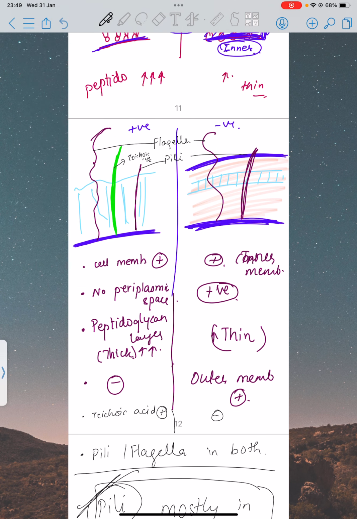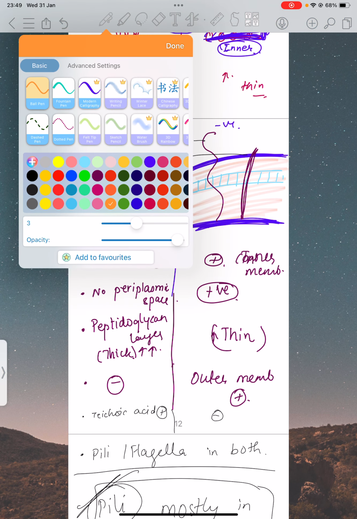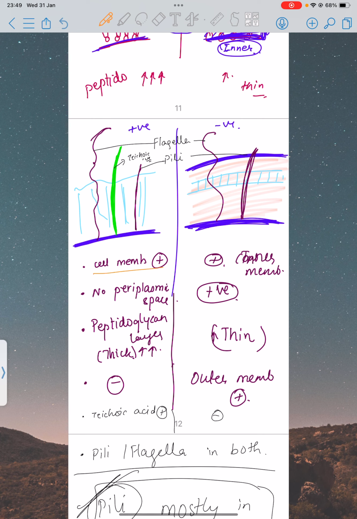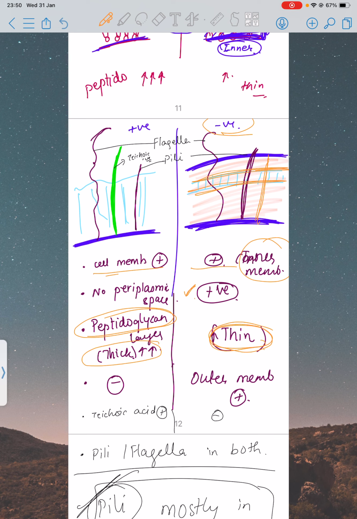Let me just tell it again. So cell membrane is present in both the cases. In gram negative, we call it inner membrane. No periplasmic space in gram positive, but there is periplasmic space in case of gram negative, and inside the periplasmic space is the peptidoglycan layer, which is very thin in case of gram negative and is very thick in case of gram positive.